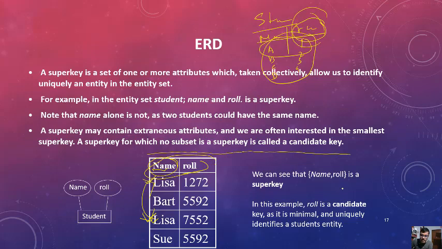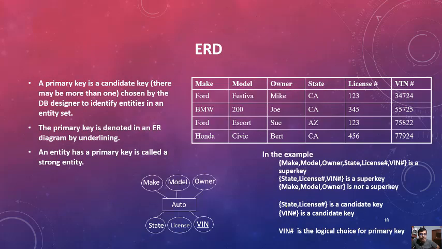In the ER diagram, a primary key is a candidate key. There may be more than one candidate key in a table. The primary key is chosen by the database designer to identify the entities in an entity set. The primary key is denoted in an ER diagram by an underline. If an entity has a primary key, then this entity set is called a strong entity set.